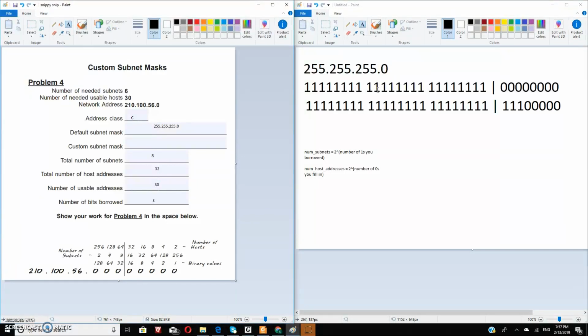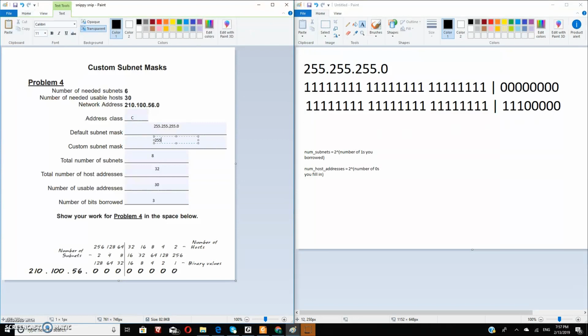And in order to create the custom subnet mask, you just read whatever you just created in binary right here. So it's 255, 255, 255, and you have this section right here in binary. That is 224, since 128 plus 64 plus 32 is 224.